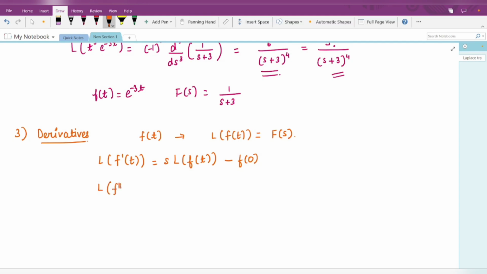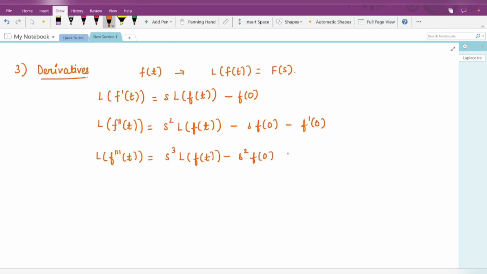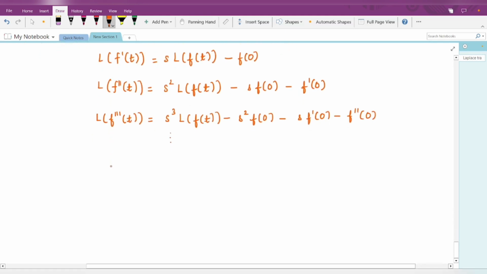Now, if you are finding the Laplace transformation of the second derivative, it will be equal to s square L of f of t minus s f of 0 minus f dash of 0. Okay, so the Laplace transformation of f double dash of t is given by this. Now I will also tell you the Laplace transformation of f triple dash of t, that is the third derivative of f. This will be equal to s cube L of f of t minus s square f of 0 minus s f dash of 0 minus f double dash of 0. So this is the formula using which you can find the Laplace transformation of the derivatives of the function f of t, provided you know the Laplace transformation of the function.